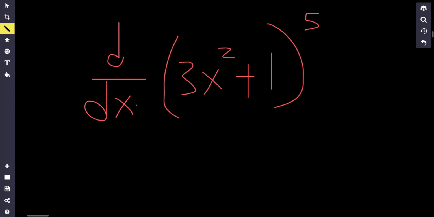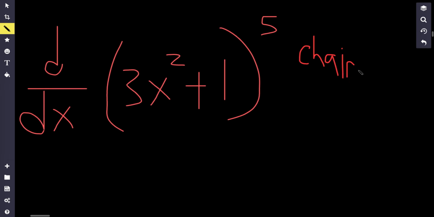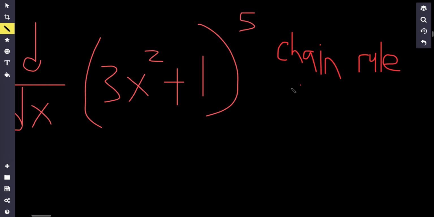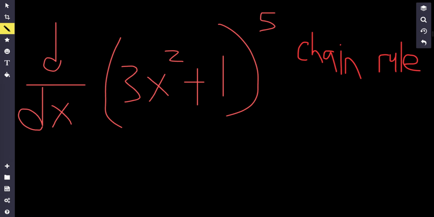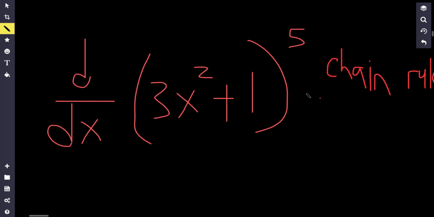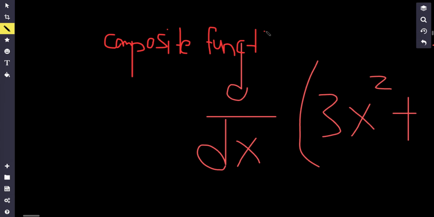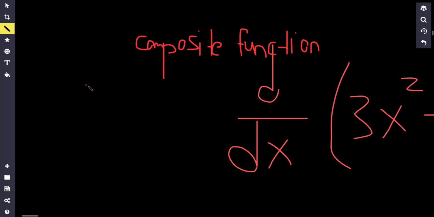The derivative of 3x squared plus 1 to the 5th power. Now, in order to solve this, you need to know something known as the chain rule. Chain rule is definitely by far one of the most confusing rules. So the first thing you've got to know is what a composite function is. It's basically a function inside of a function. You might have seen this before: if I have f of g of x, for example, that is a composite function.